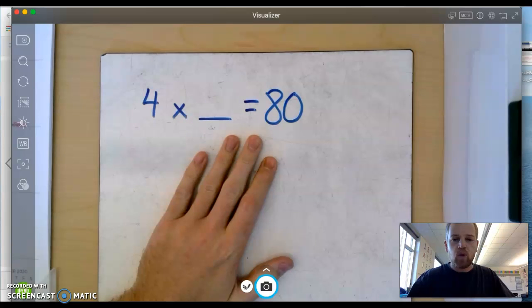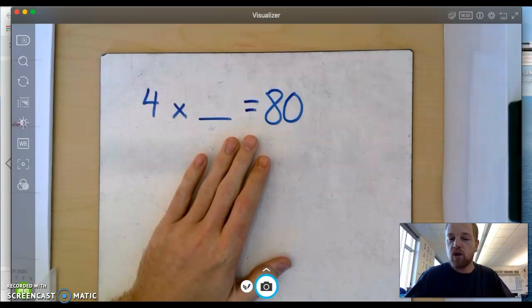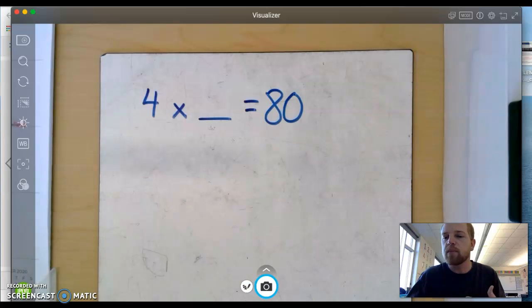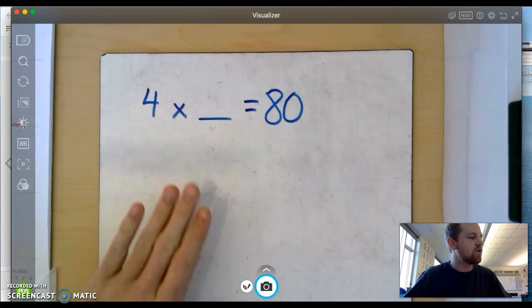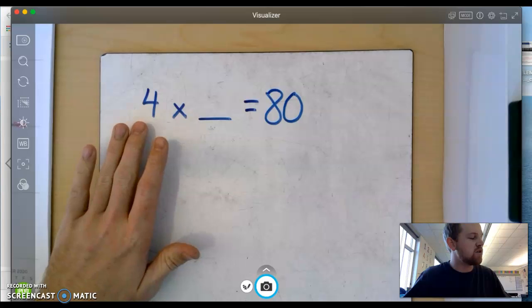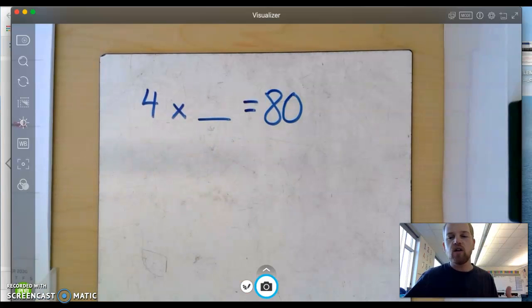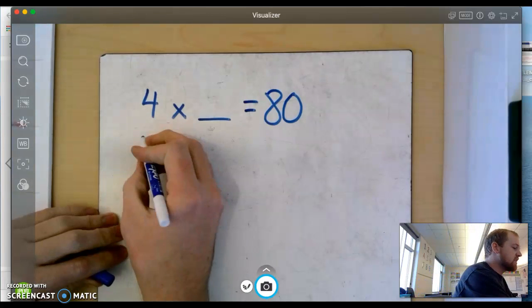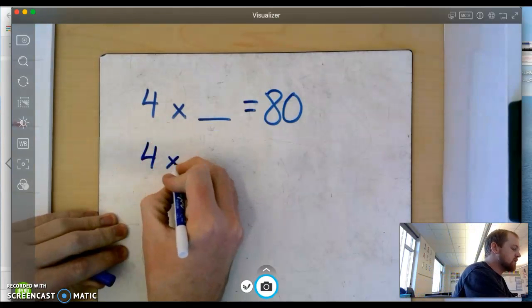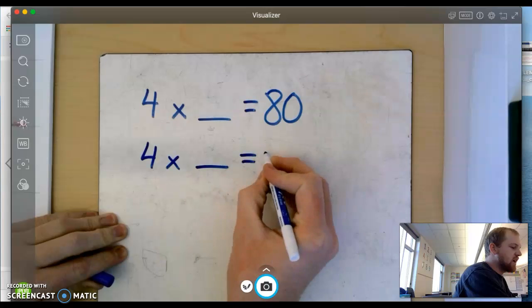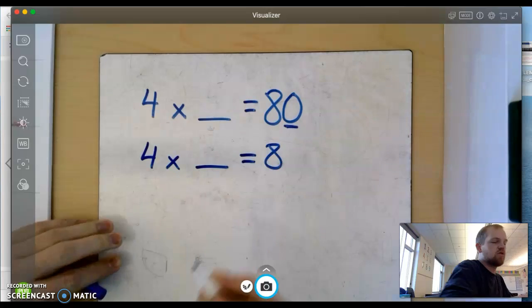Now, based on what I just learned, I know that something with those zeros I could do in these multiplication problems is I can cover them up and save them for later. All right, so that's what I'm going to do right now. So I have my problem here is 4 times something, or our variable, equals 80. What I'm going to do is rewrite this as 4 times our blank equals 8. And I'm just going to save that 0 for later.